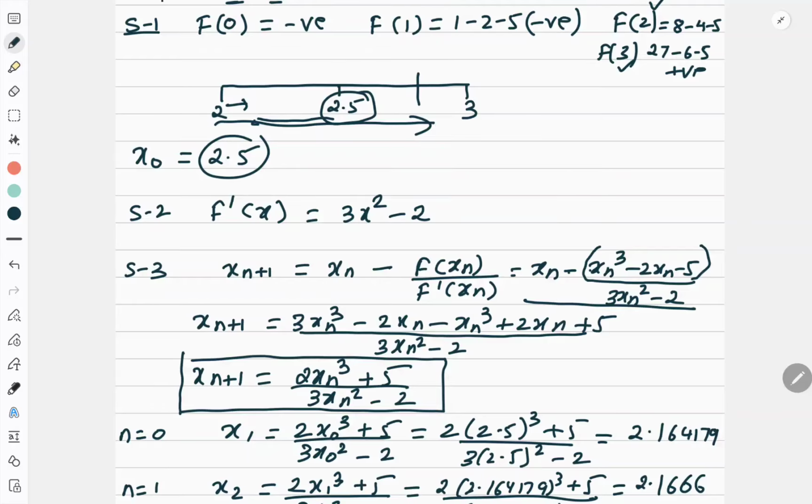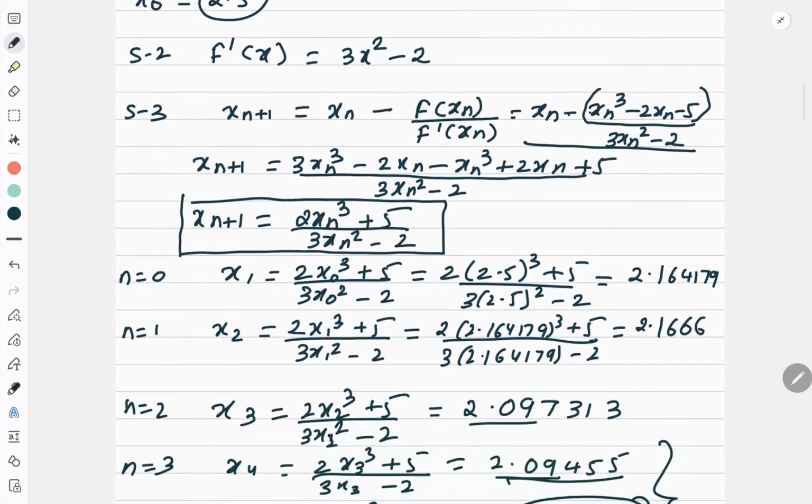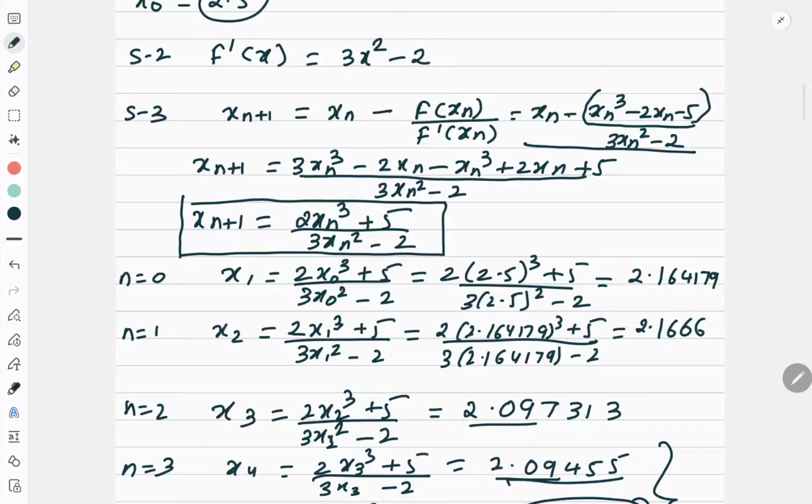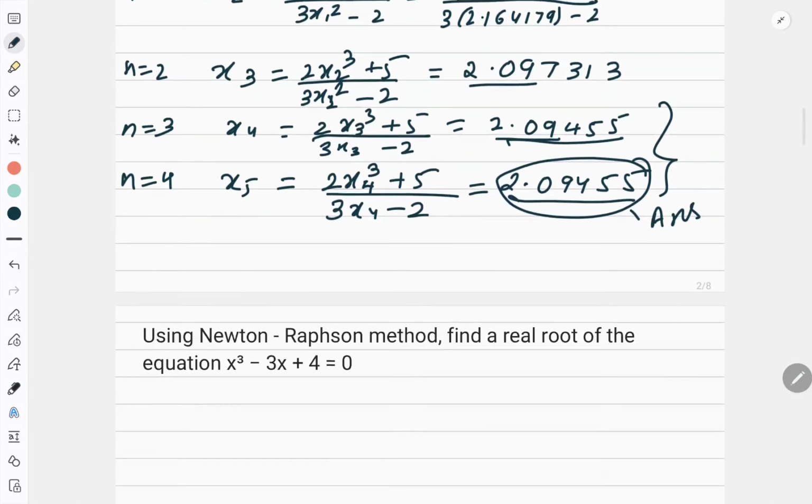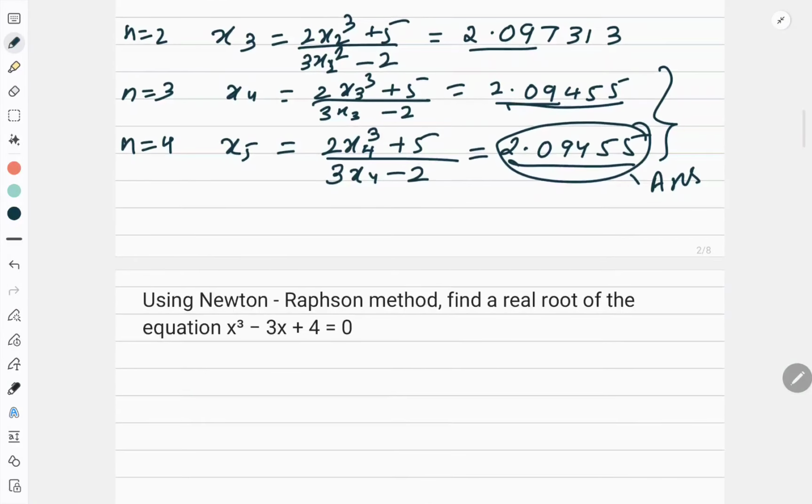But the smartest thing is to use a calculator, get the answer and then start from there. Suppose in the calculator you got 2.09, then you should have started with 2, so you would have got the answer fast. So that is a trick to solve the Newton-Raphson method. Okay. Now look at this one more question.